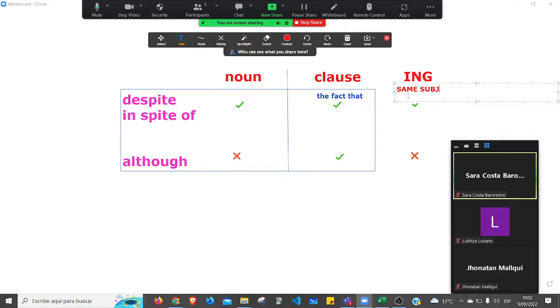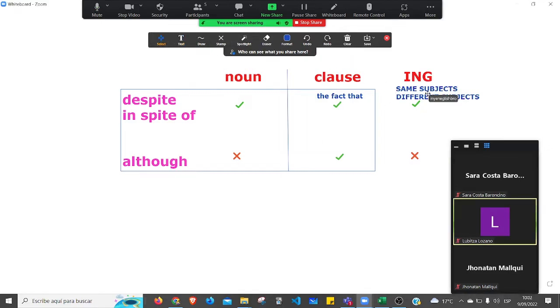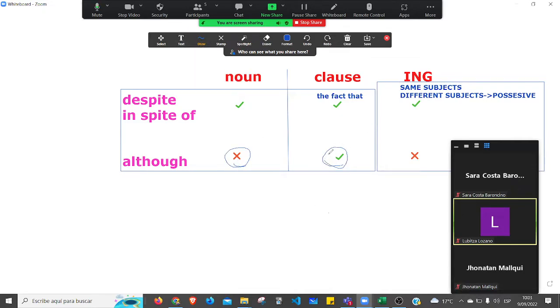Ok, same subject, y también cuando es different subjects. ¿Se acuerdan? Cuando ponía same subject, ¿qué pasaba? No agrego nada, ¿cierto? Pero si trabajo con different subjects, ¿qué tengo que agregar? El possessive. ¿Se acuerdan? Yes. Y ahí está, ya los he agregado. Solamente se dan cuenta que el although trabaja con la cláusula y va de frente, pero no trabaja con nada más. Pero el despite y in spite of trabajan con todos.